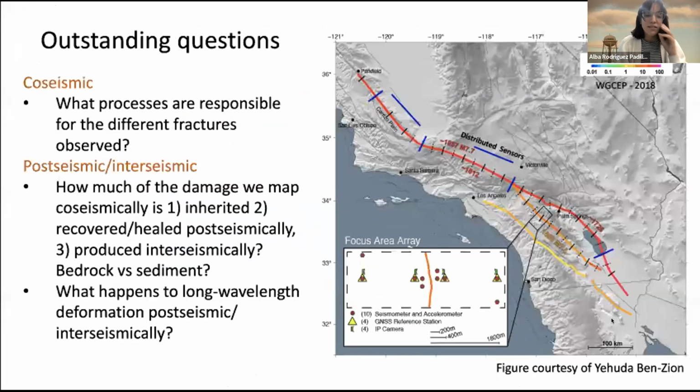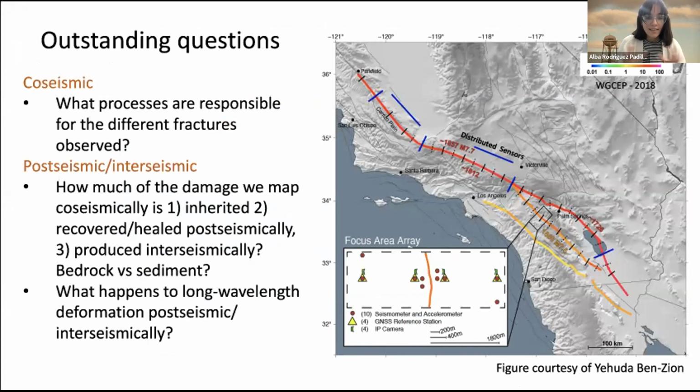And in the last bit of my time, I want to raise a few outstanding questions and touch on a few ways in which I think RUBZO can help address them. So I think RUBZO can help us understand what are the different processes responsible for the fractures observed. It can help us start classifying fractures in mode and origin better than we can at the moment.